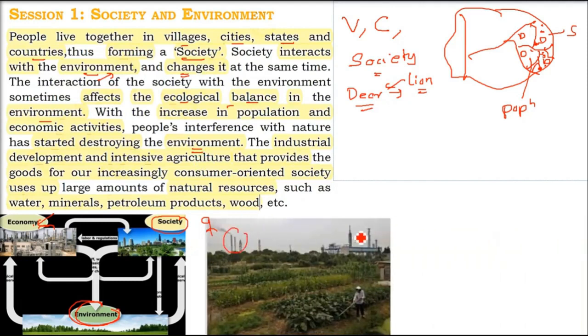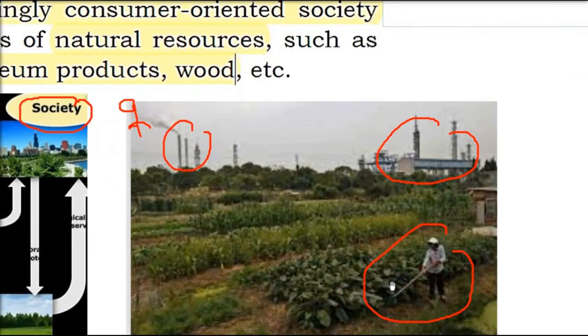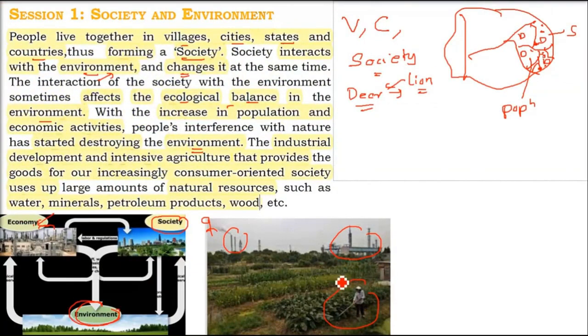The industrial development, this is industry. We need industry. I'm not saying we don't need industry. We need agriculture. I'm not saying we don't need it. But excessive or intensive kind of industrialization and intensive and excessive kind of agriculture is a problem, because now we have a consumer-oriented society. We need toothpaste, we need shoes, we need clothes, we need a car, we need a Ducati, we need a Lamborghini. So we are a consumer-oriented society. For that, the production will be there.